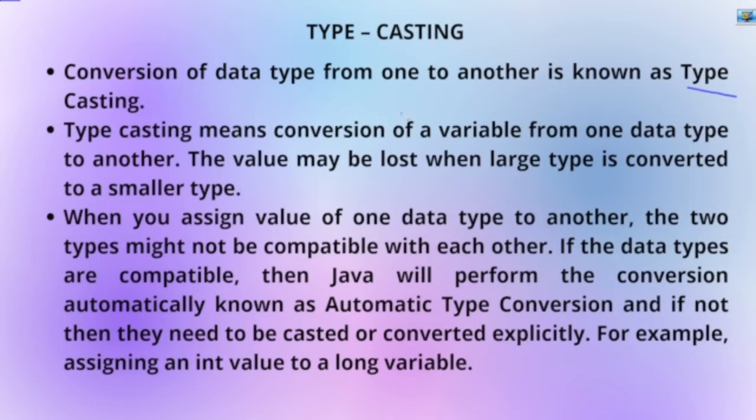When you assign the value of one type to another, the two types might not be compatible with each other. If the data types are compatible, then Java will perform the automatic conversion, and if they are not compatible, then you have to convert it explicitly. Now let us see it with some examples for easy understanding.